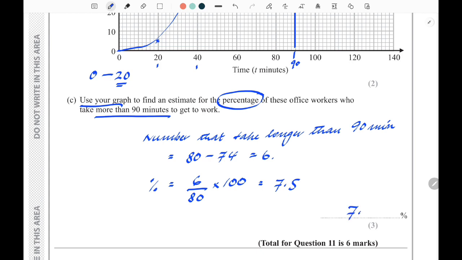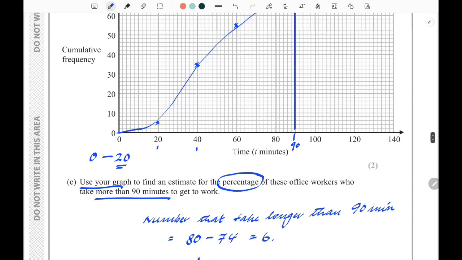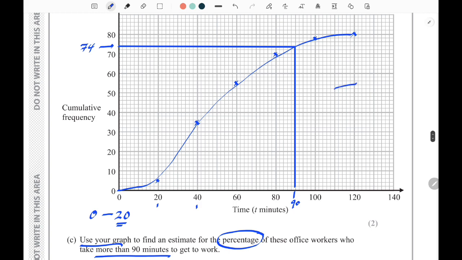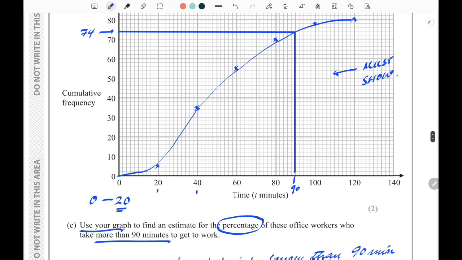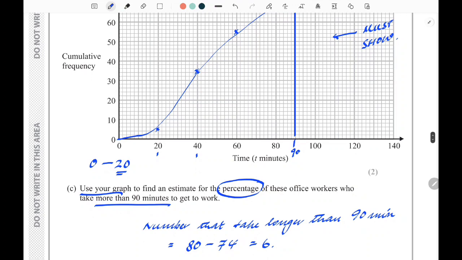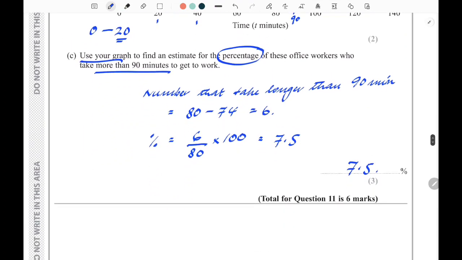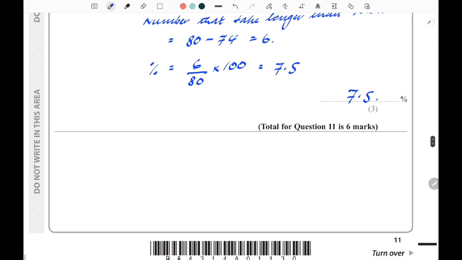And do remember, make sure you show the lines. All this working must show. It's part of the number of marks allotted for the question. And if your lines are a little bit off, they will allow some kind of latitude. So if you're a little bit out either way, they will still allow the full marks as long as you've shown your method and you've shown your workings. So that is really important.